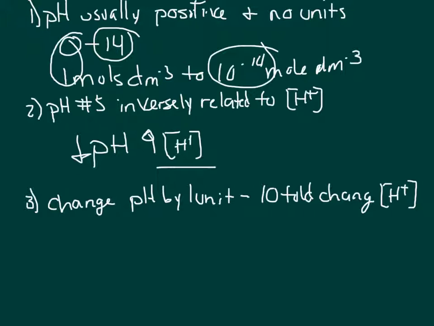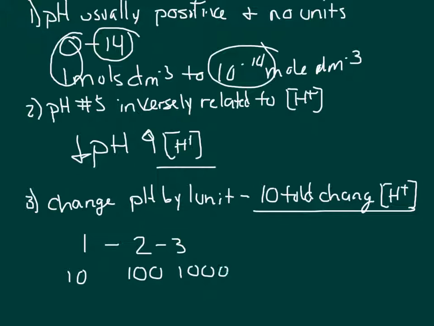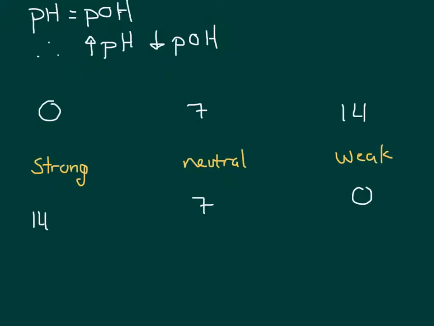We change pH by 1 unit, and that has a tenfold change in your concentration of your hydrogen ions. So if we go from a 1 to a 2 in our pH scale, we go from 10, and I'm just making these numbers up, 10 hydrogen units to 100. Then if we go to 3, that takes us to 1,000, and so on and so forth.